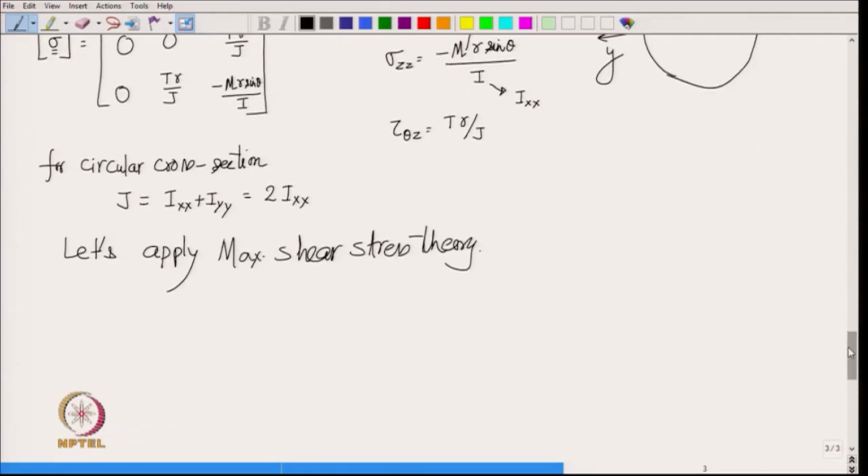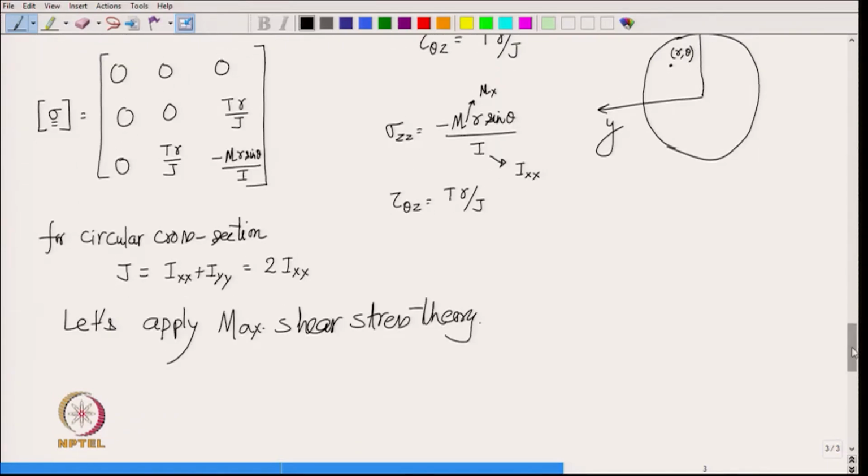So, in this case, looking at the stress matrix, we can see that R plane is already the principal axis, right, because everything is 0. So, we can draw the Mohr circle in theta z plane. When we do this, for theta plane sigma theta theta is 0 and tau theta z is T r by J, right. Then sigma z z is minus M r sin theta divided by I.